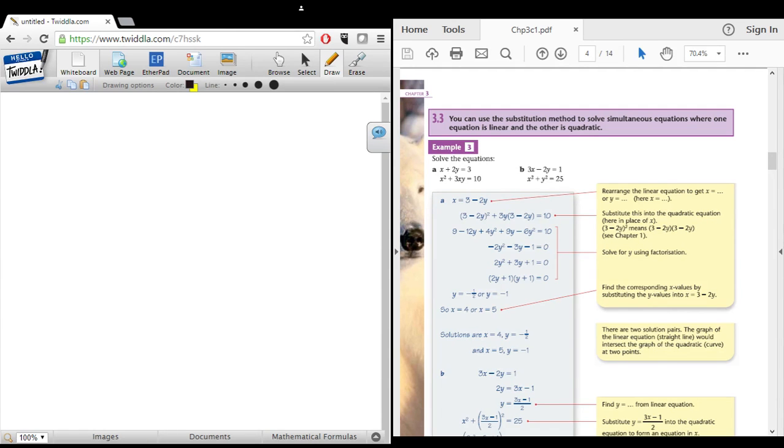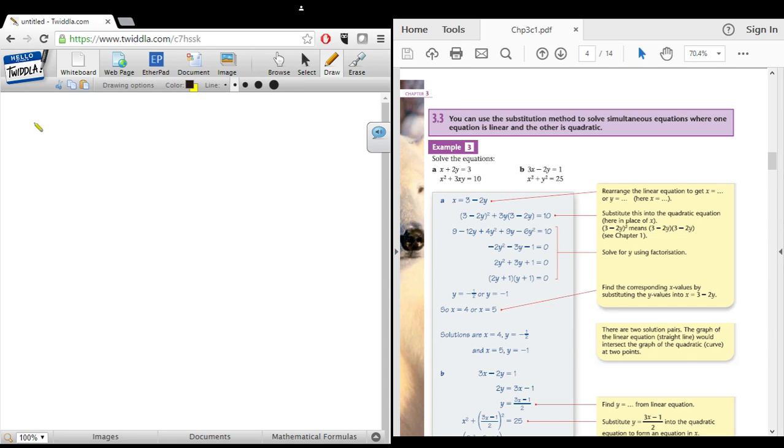The next subsection of chapter 3 is 3.3, and it reads: you can use the substitution method to solve simultaneous equations where one equation is linear and the other is quadratic. So we're going to carry on with the theme of substitution. In this particular case, we have one linear and one quadratic, as before in episode 7, where we had two linears.